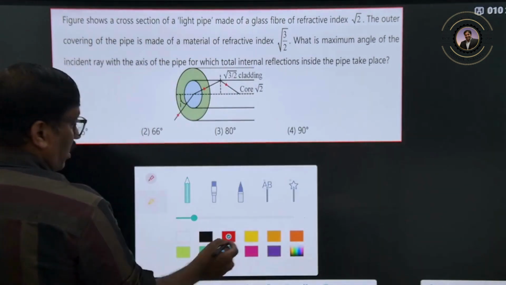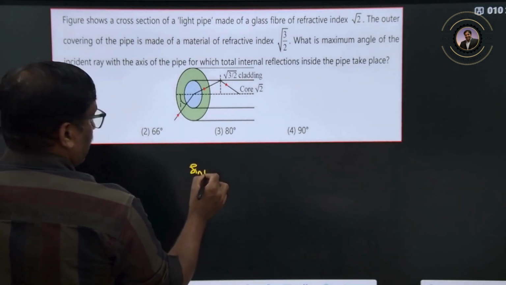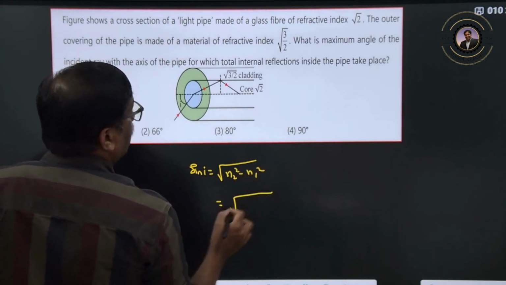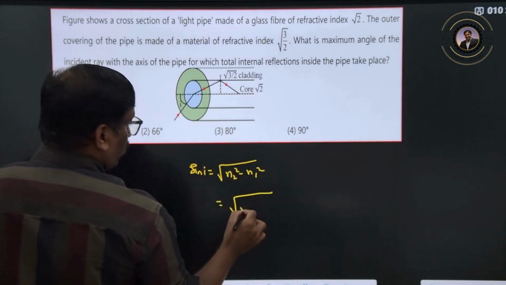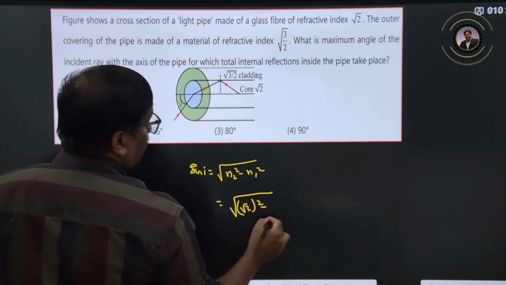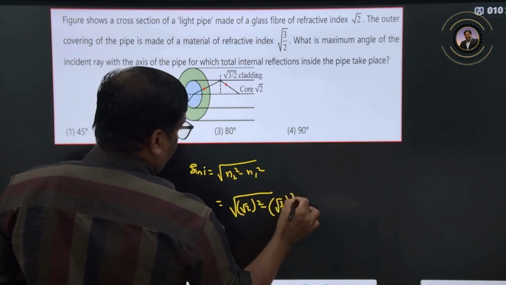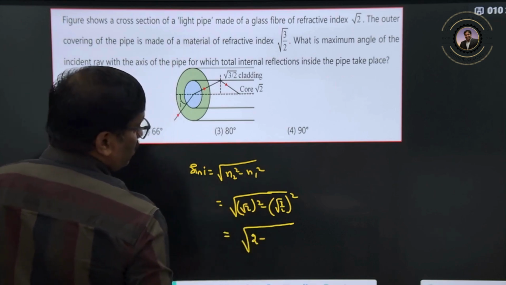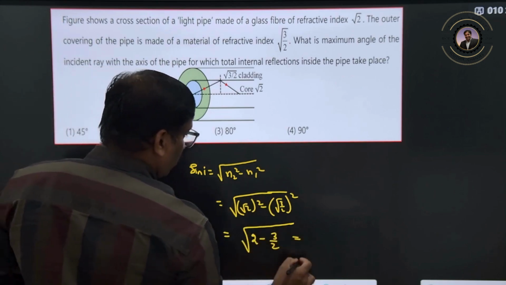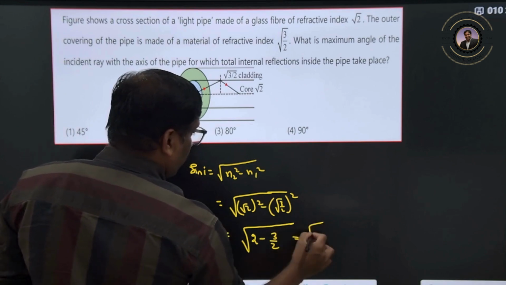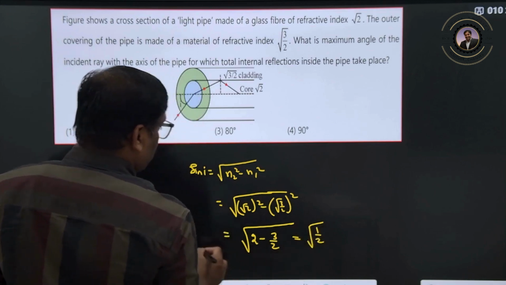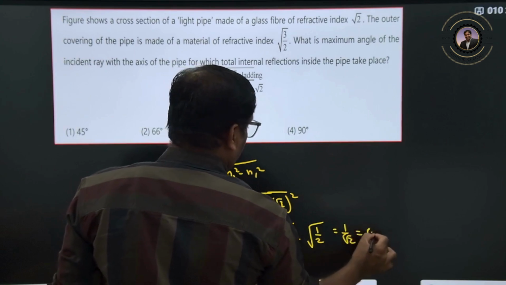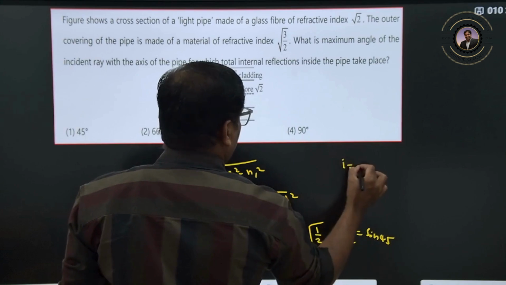So for the maximum angle, I already gave the formula: sin I is equal to root of n2 square minus n1 square. n2 is root 2, whole square, minus root 3 by 2, whole square. Clear? So this is nothing but 2 minus 3 by 2, that is root of 4 minus 3 by 2, which is 1 by 2. So it can be written as 1 by root 2, therefore sin 45. So I should be equal to 45 degrees.